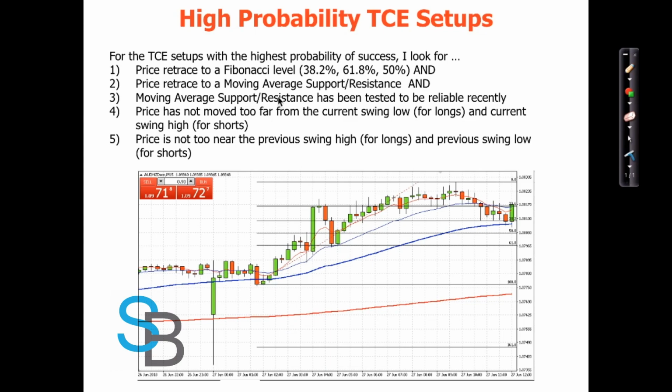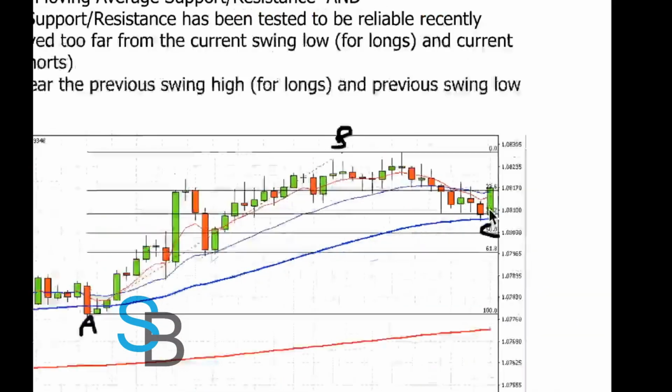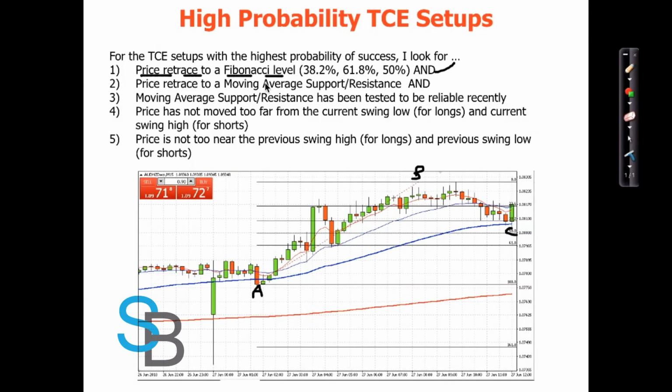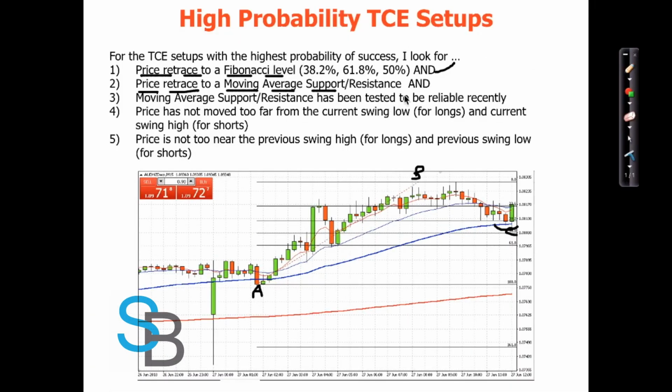Number one, does the price retrace to a Fibonacci level? Yes. So if you use your Fibonacci tool, that's A to B and C. This is the 38.2% level. So it is a Fibonacci level. At the same time, notice that the price is also retracing to a moving average support, which happens to be the blue line, which is the 50 moving average. So notice that the 50 moving average acts as a support, right? It bounces off the 50 moving average.